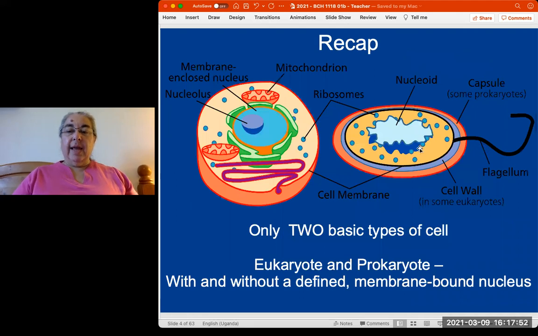So again, this is what we looked at last time. We saw that there are two basic types of cell, eukaryote and prokaryote, and the defining characteristic that distinguishes between eukaryotic and prokaryotic cells is whether or not they have a membrane-bound nucleus. Eukaryotic cells have a nucleus. Prokaryotic cells do not have a nucleus.